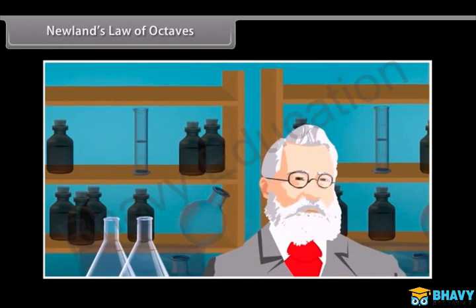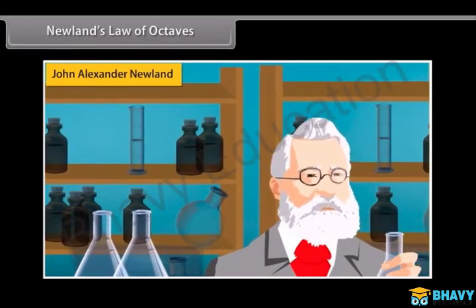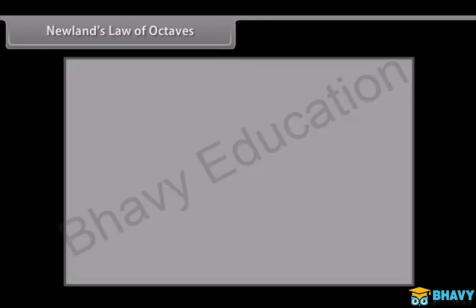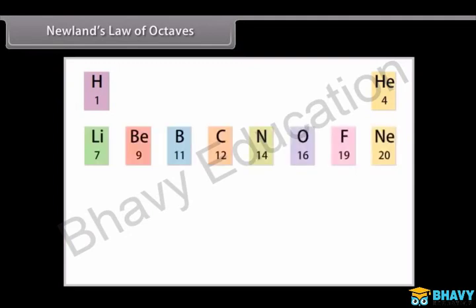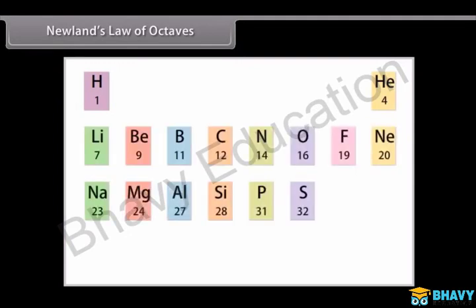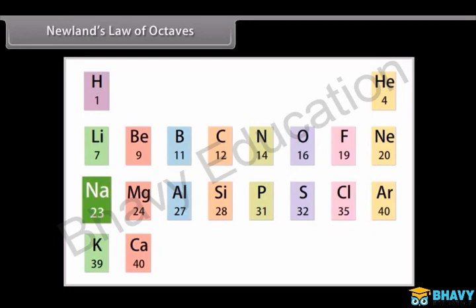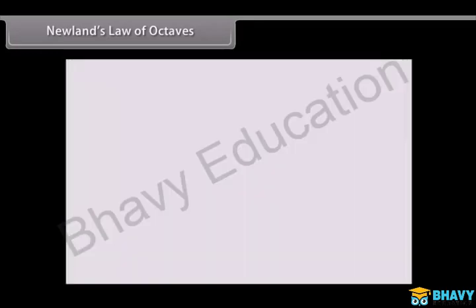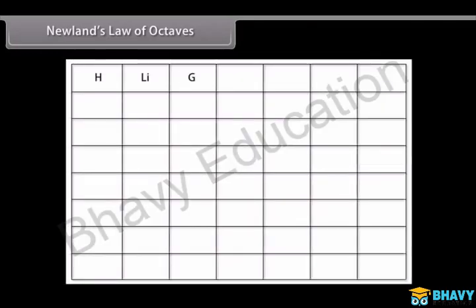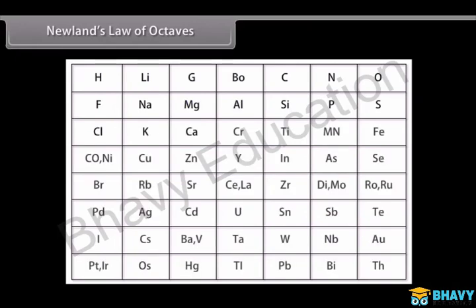In 1864, John Alexander Newlands, an English chemist, discovered that when elements are arranged in the increasing order of their atomic masses, atomic weight, every 8th element had properties similar to the first element. This is called the Law of Octaves. However, all elements could be arranged in this order only till calcium, even though there were more than 60 elements available at that time.